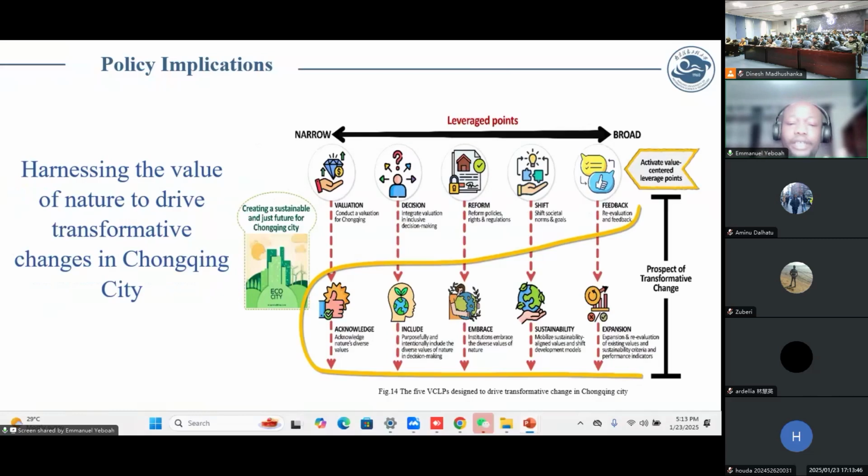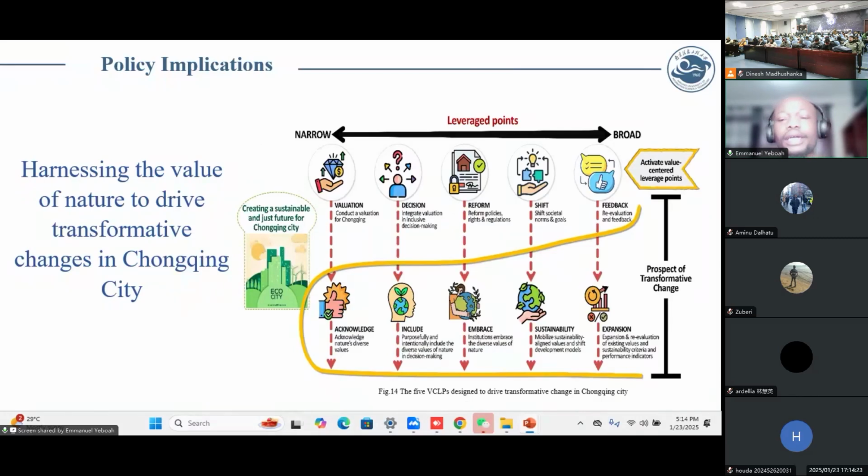So first we look at valuation, which is more of acknowledging nature's diverse values, how nature is important to society, and then you make a decision by integrating valuations in inclusive decision making, where you purposefully and intentionally include the diverse values of nature in decision making. We move to policy reforms, which embrace institutional efforts, and then societal safety and norms. Most of our societies are governed by norms. So basically, we mobilize these norms and then mobilize sustainability-aligned values with the shapes and development of models.